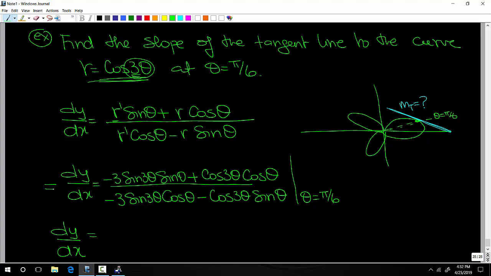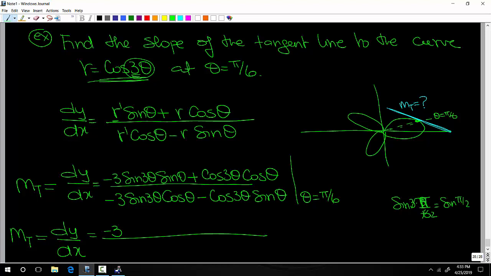Because I know that this is the same as the slope of the tangent line, the derivative, that's what I'm doing. I want to find the derivative at that angle. So I get negative 3 sine of 3 theta. So you have sine of 3 times theta, which is pi over 6. I'm sorry, theta is pi over 6. So this will give us sine of pi over 2. We know sine of pi over 2 is 1.